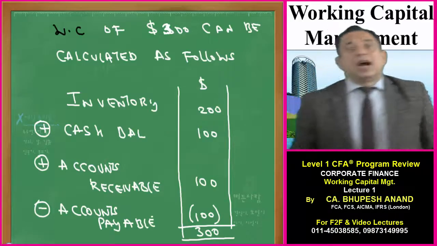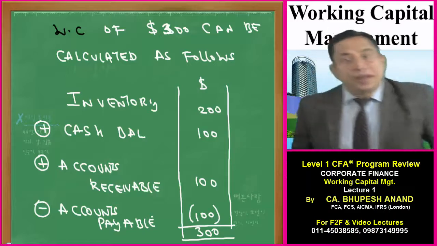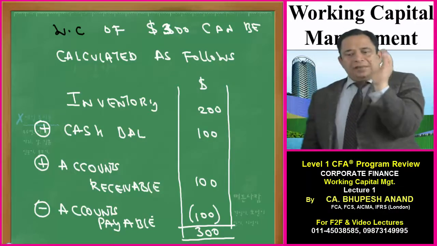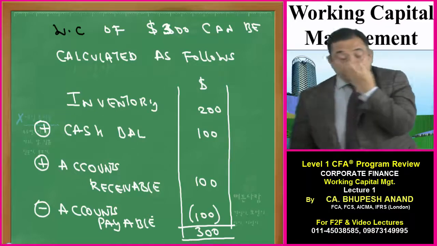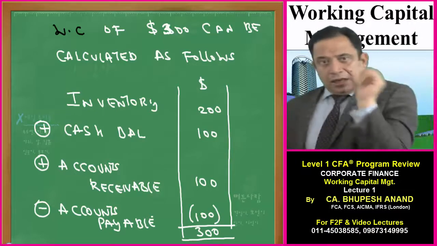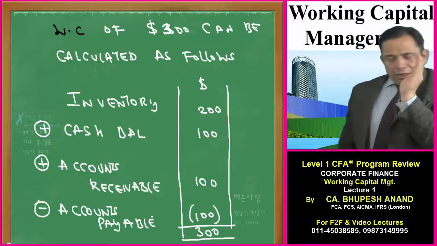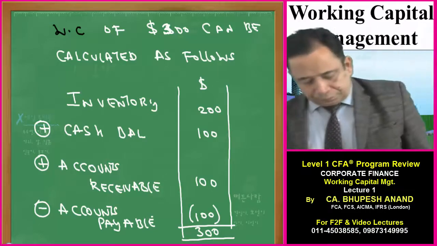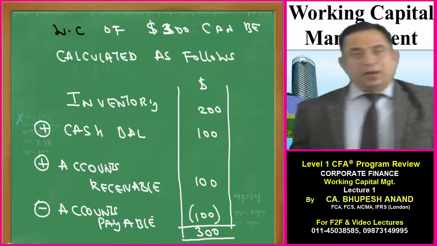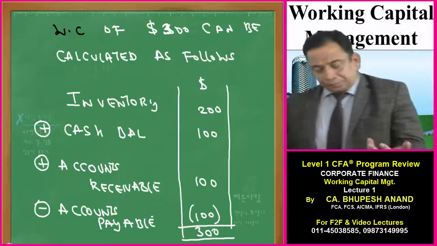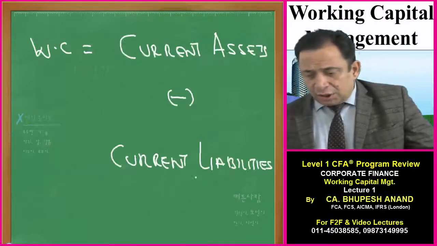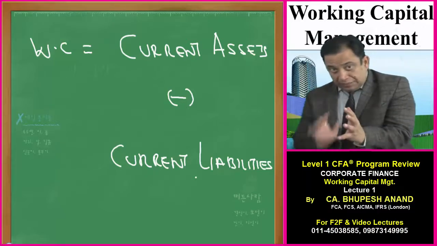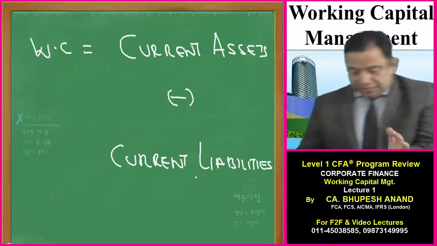Now please write down how I have calculated working capital of $300 in the tabular method. Firstly, I have written all current assets. Inventory is a current asset. Cash balance is a current asset. Accounts receivable is a current asset. So $200 plus $100 plus $100 minus accounts payable of $100. Again, my working capital is $300. So the formula for working capital will be current assets minus current liabilities.